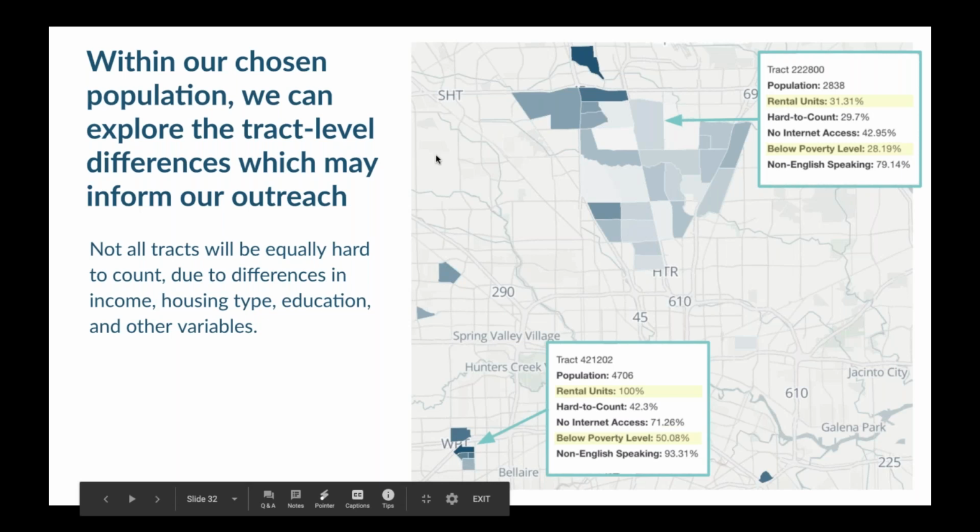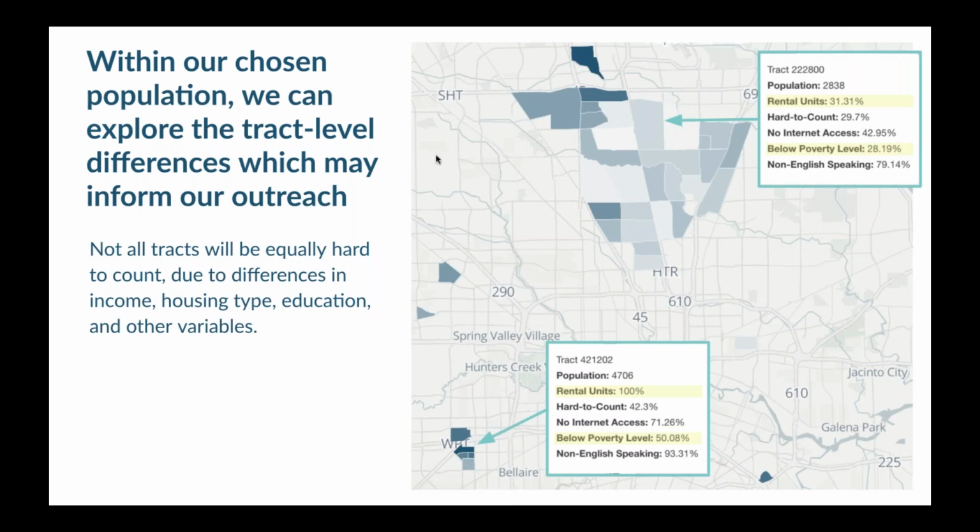So if we look at this tract in the north part of Houston, we can see that about 30% of units there are rental units, and there's about 28% of people living below the poverty level. And there the hard to count score is about 30%. So this is pretty high, but not as high as this other tract that we're going to look at.